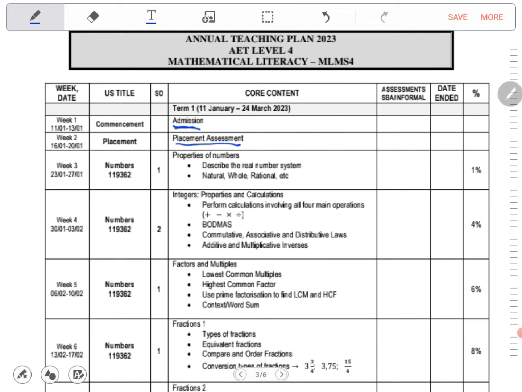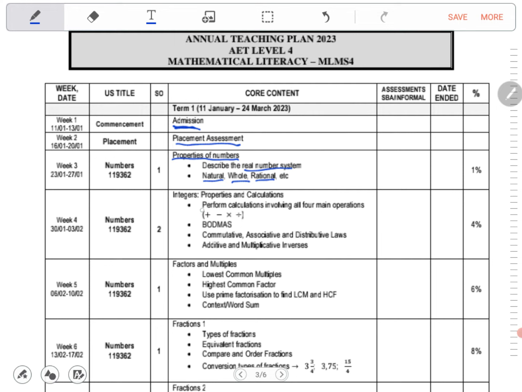Now, from there, your first lesson would probably have to do with properties of numbers. With properties of numbers, we are dealing with describing the real number systems. So we are talking about your natural numbers, your whole numbers, rational numbers, even numbers, odd numbers, etc.